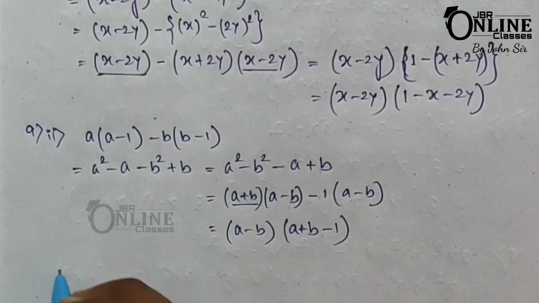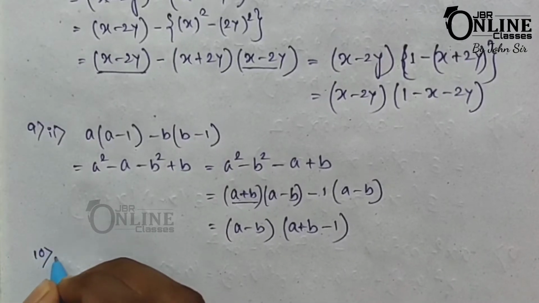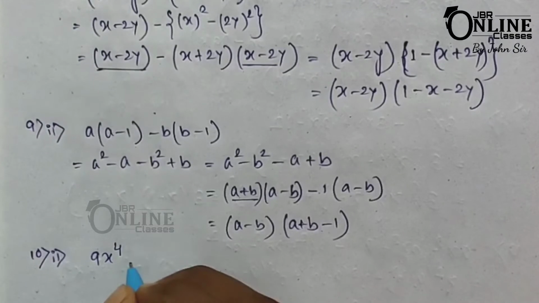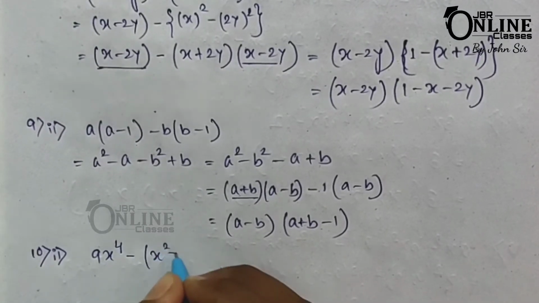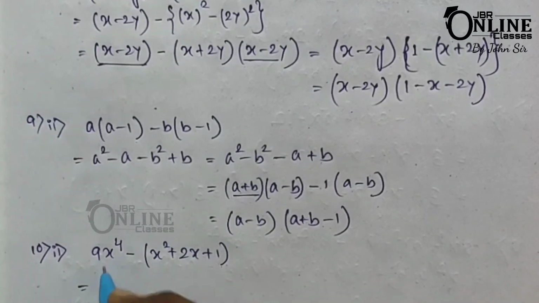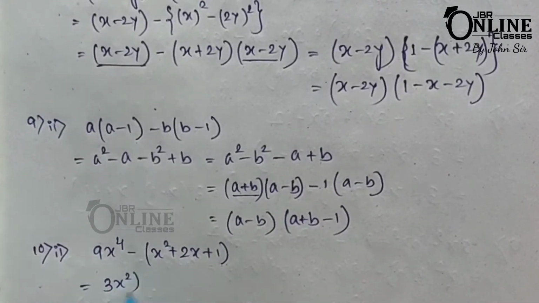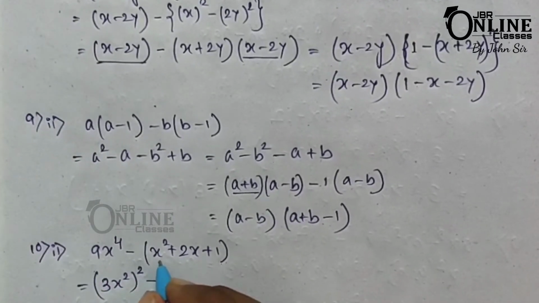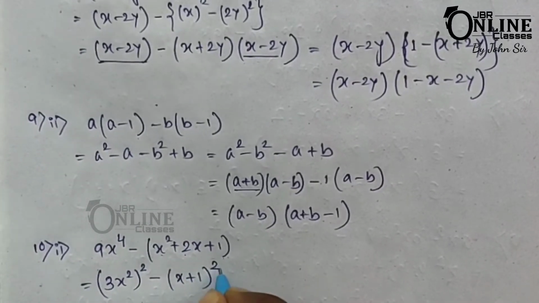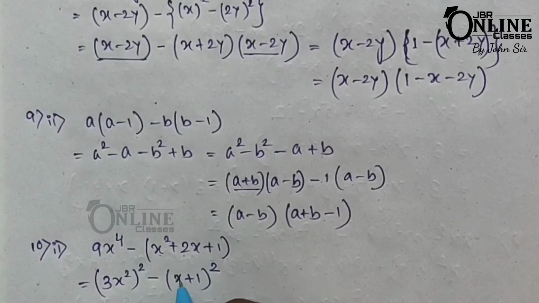Now next one, sum number 10. In sum number 10.2, 9x to the power 4 minus (x square plus 2x plus 1). So 9x to the power 4 means (3x square) whole square. And here x square plus 2x plus 1 means (x plus 1) whole square. That is the formula of (x plus 1) whole square.